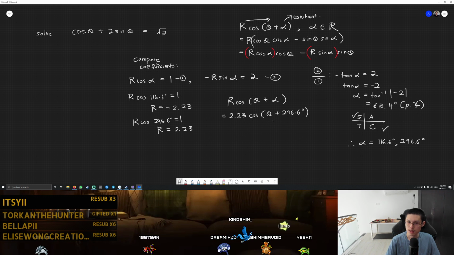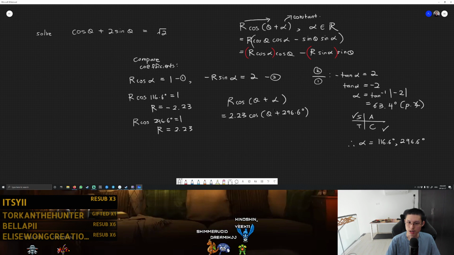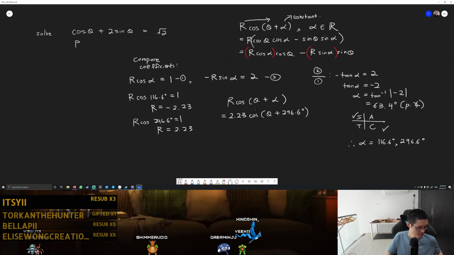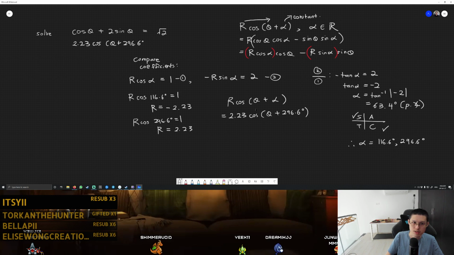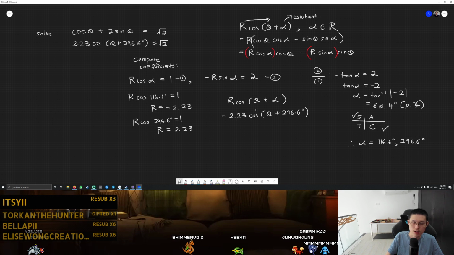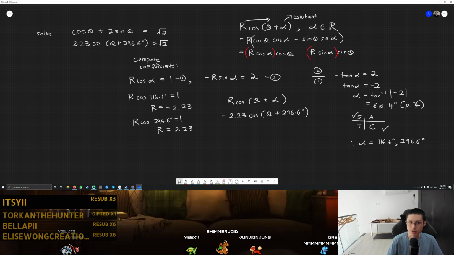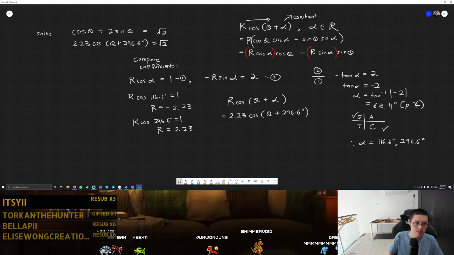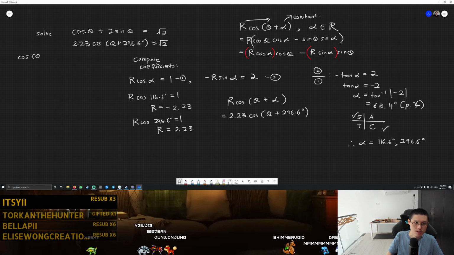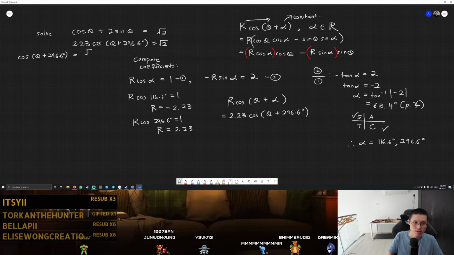So once you have gotten this, you can see that this thing is actually equal to this. So you can actually just replace this with this, and that's going to give you 2.23 cos(theta plus 296.6 degrees) equals root 2. So now this is actually a form that you can solve quite easily because you would actually get cos(theta plus 296.6 degrees) equals root 2 over 2.23.